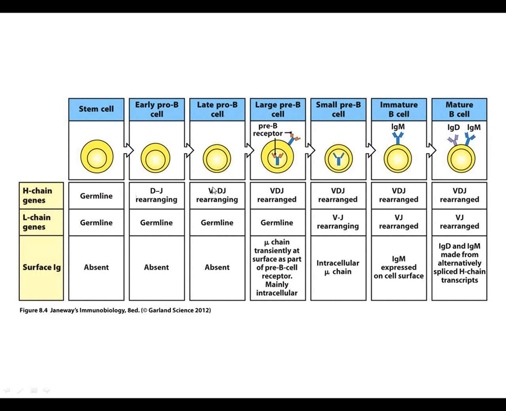And then second, at the late pro-B cell stage, V is going to rearrange with DJ. Once that's happened, you can actually get a pre-B cell receptor that is made up of the heavy chain that has been fully formed with a surrogate light chain.